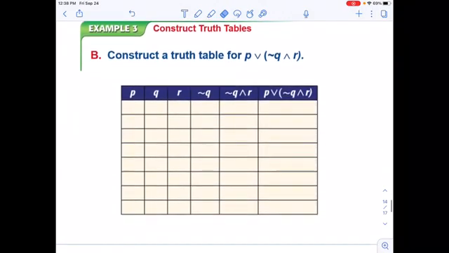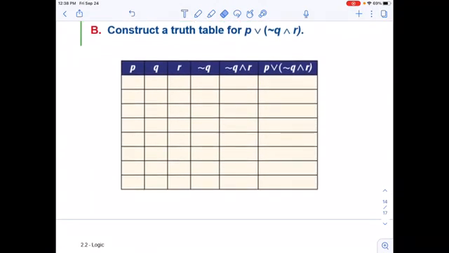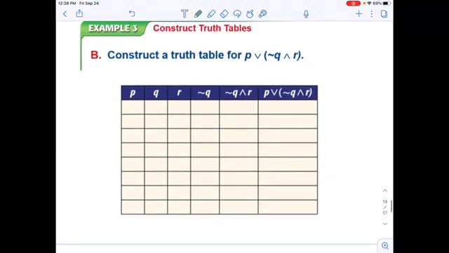Okay, let's try another one. A little bigger this time. You'll see what I mean with how our pattern kind of changes a little bit. So we need to have P, Q, and R. Also not Q, since there's a not Q in the statement. And then we need not Q and R. And then our finish, not P, and then parentheses, not Q and R.